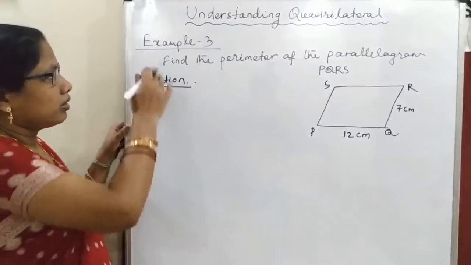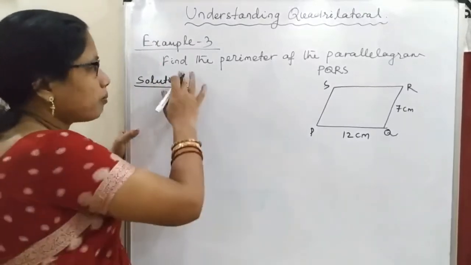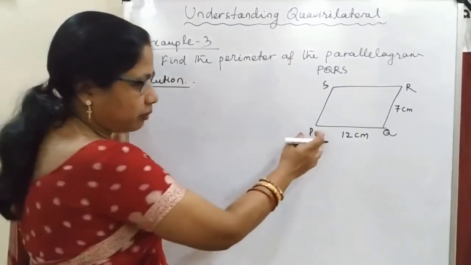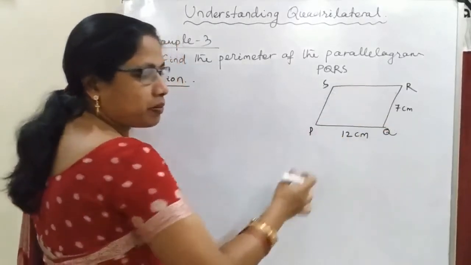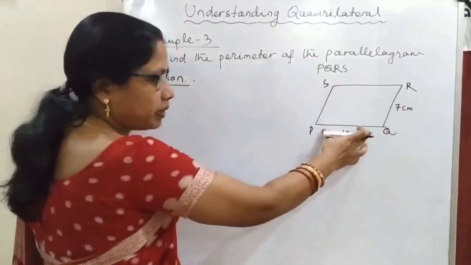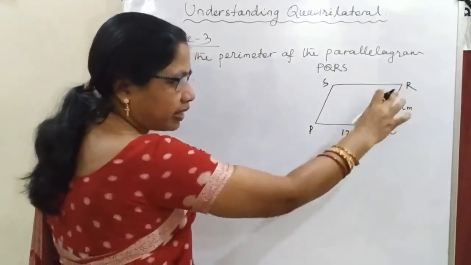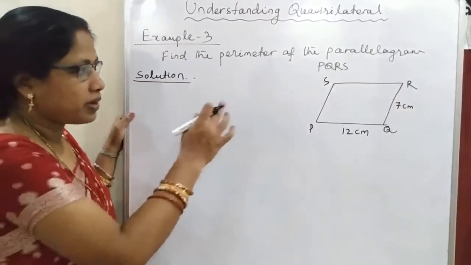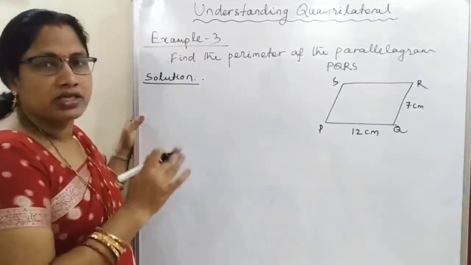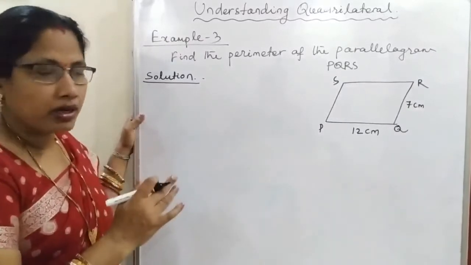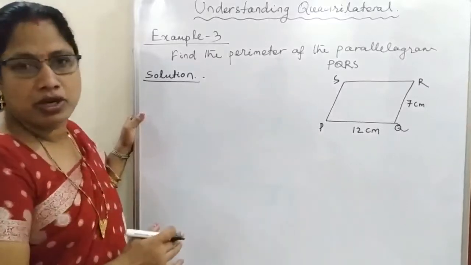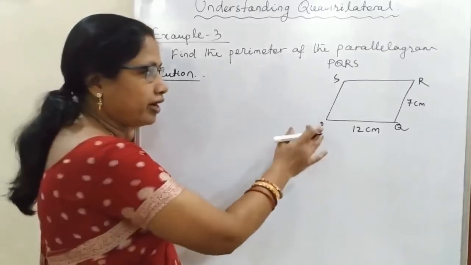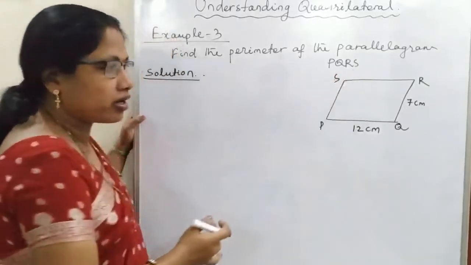So here, the example 3 of your book. Find the perimeter of the parallelogram PQRS. Here in the figure, PQRS is the parallelogram. It is given that PQ is equal to 12 cm and QR is equal to 7 cm. We have to find the perimeter of this parallelogram. So we know what is the perimeter of a figure. So perimeter of PQRS is equal to the sum of its four sides. So first we have to find the other sides which are not given.